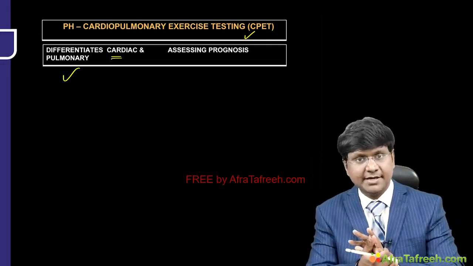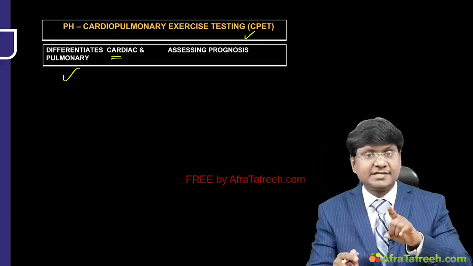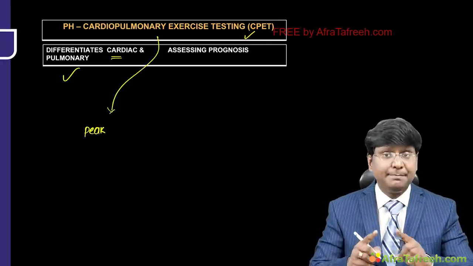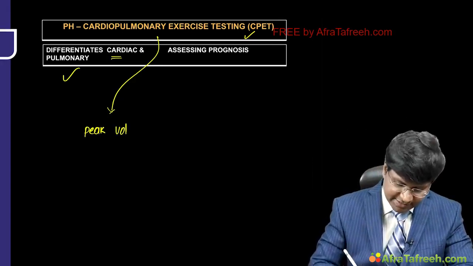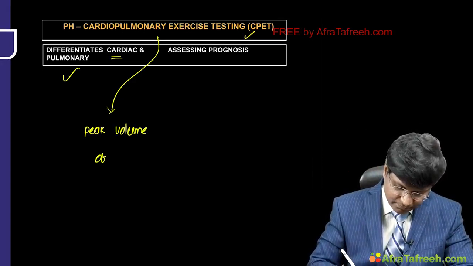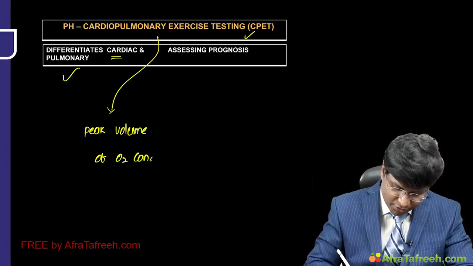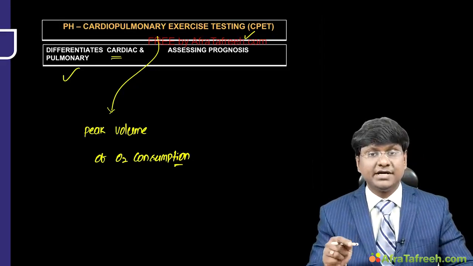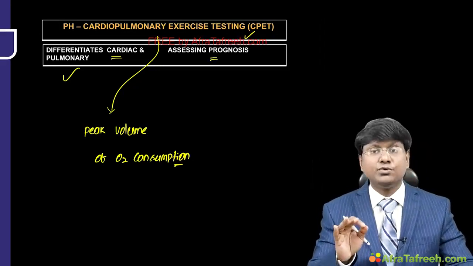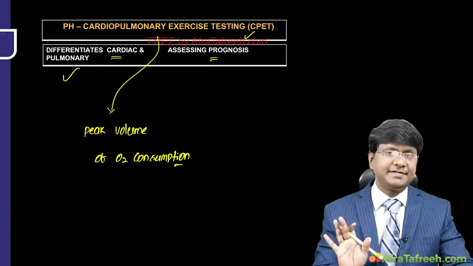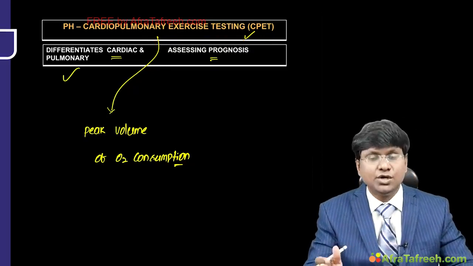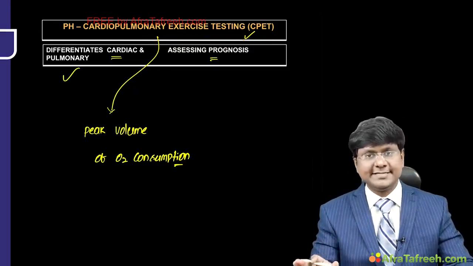for dyspnea. And this particular cardiopulmonary exercise testing also measures peak volume of oxygen consumption. It also helps us in assessing the prognosis of the individual with pulmonary hypertension. That is the importance of cardiopulmonary exercise testing, which helps us to differentiate whether it is a cardiac or non-respiratory cause for the development of dyspnea.